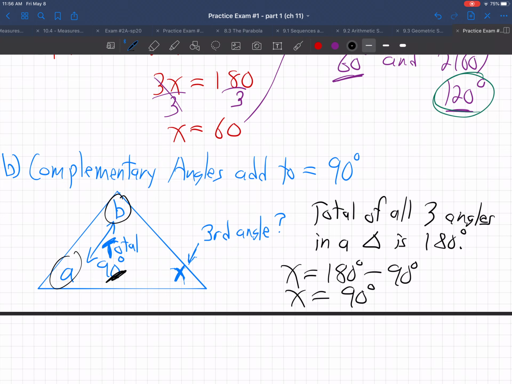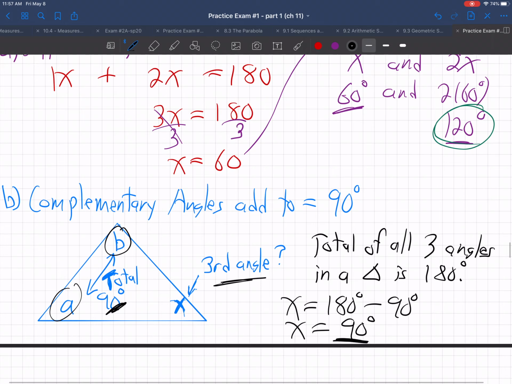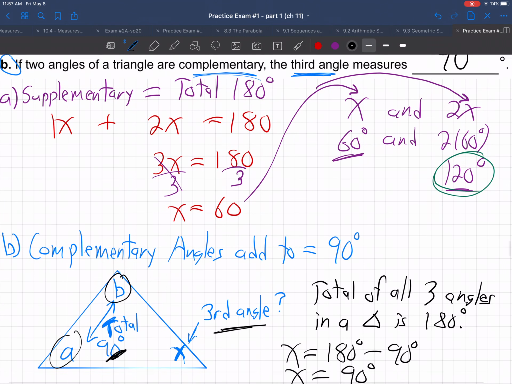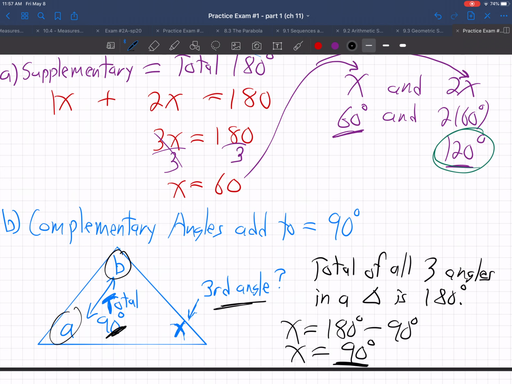X, the third angle, must be 90 degrees. So that's the value of X, 90 degrees. The third angle must be 90 degrees, because the other two are complementary, meaning the other two use up 90, and there's 180 total in the triangle.